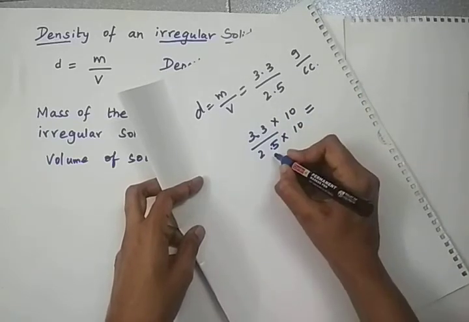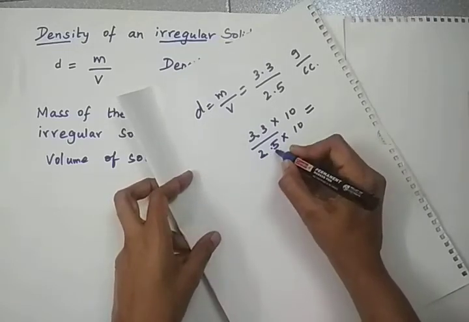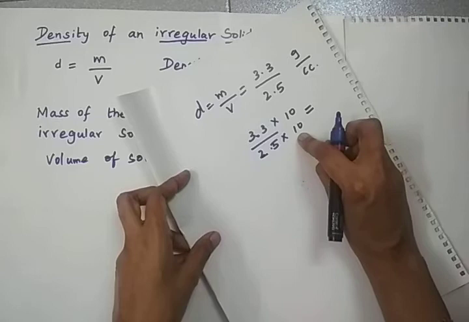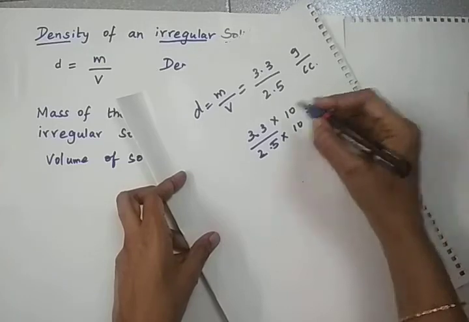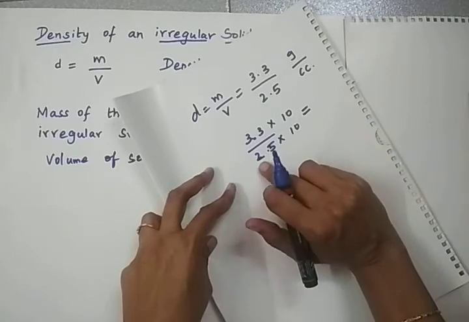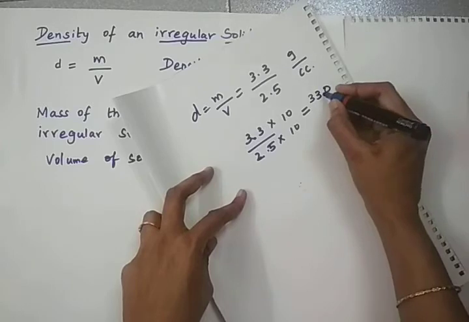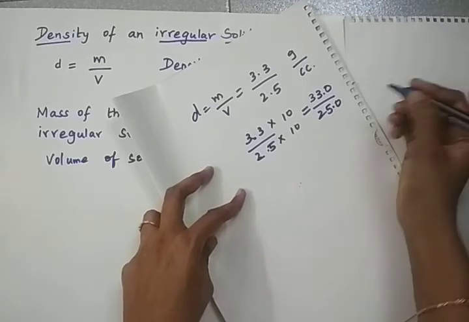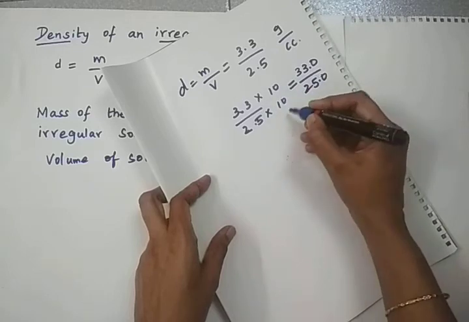Since the denominator has a decimal place, you cannot divide. So you have to remove this decimal place. Since you have just one decimal place, you have to multiply by 10. If you multiply the denominator by 10, you have to multiply even the numerator by 10 so that the value will not change. So multiplying both the numerator and denominator by 10 doesn't change the value of this number, right? So this will become 330, and this will become 250. By multiplying by 10 in both the numerator and denominator, we have removed the decimal.